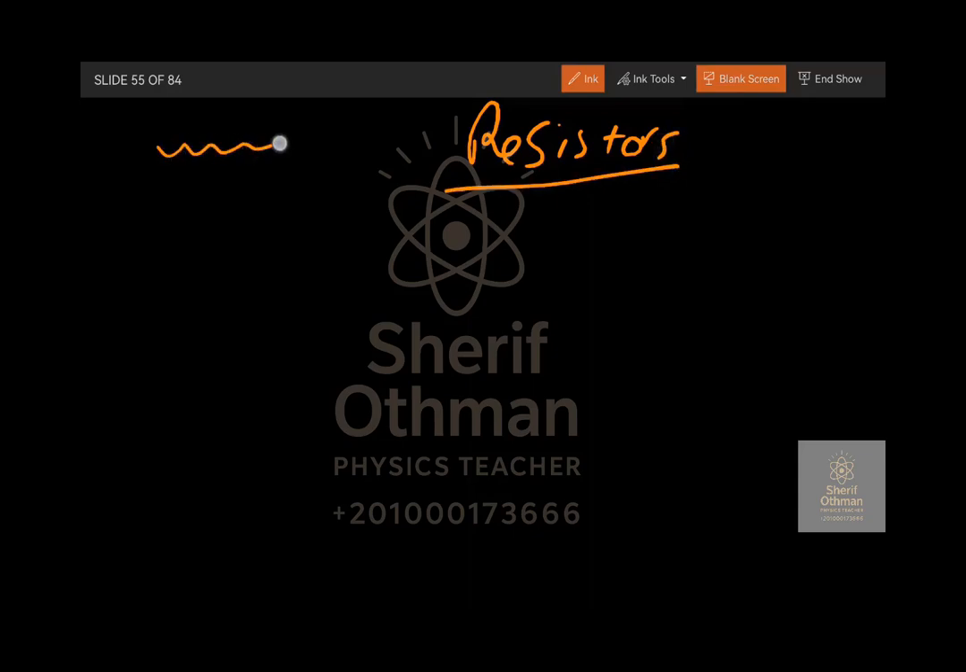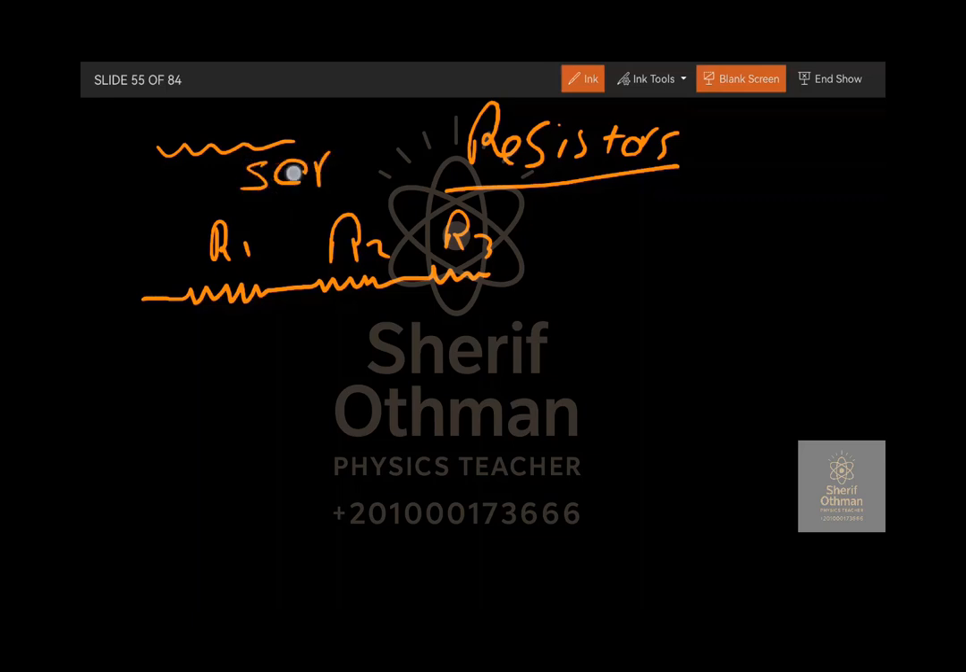Here is the sign of a resistor, a zigzag line. So if we connected these resistors together, that means R1 is connected with R2, which is connected to R3, following each other. So it's a series connection.